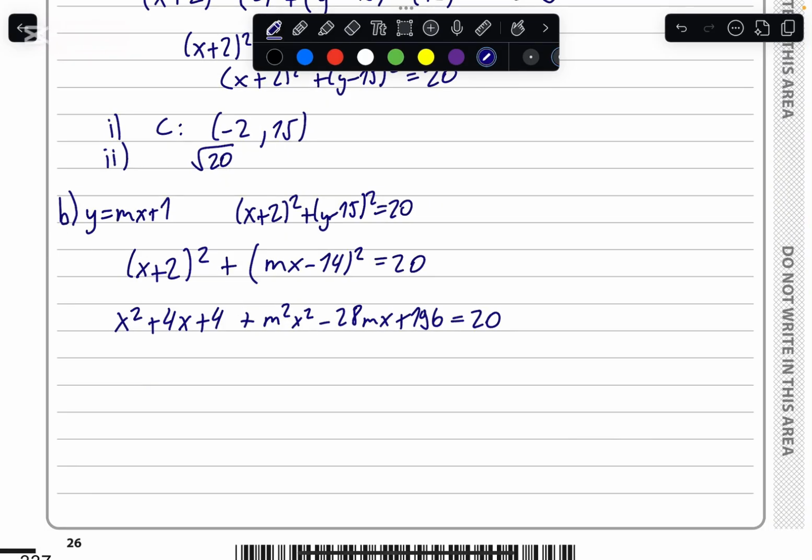And we go ahead and add up all the numbers. It's going to be m squared x squared plus x squared minus 28mx plus 4x plus 4 plus 196 is 200. If we take the 20 to this side, it's going to be minus 20. So it's going to be plus 180 equals 0.